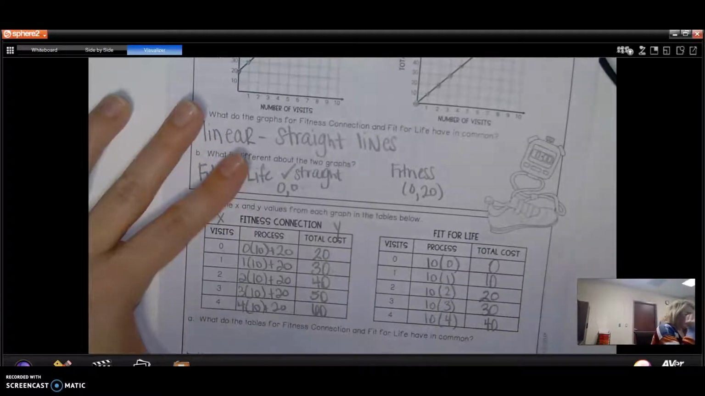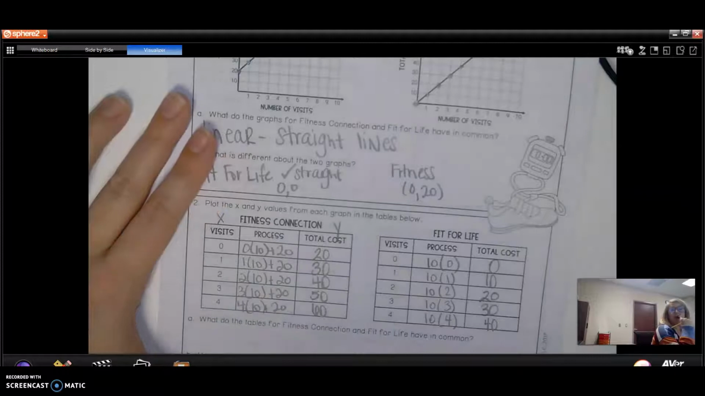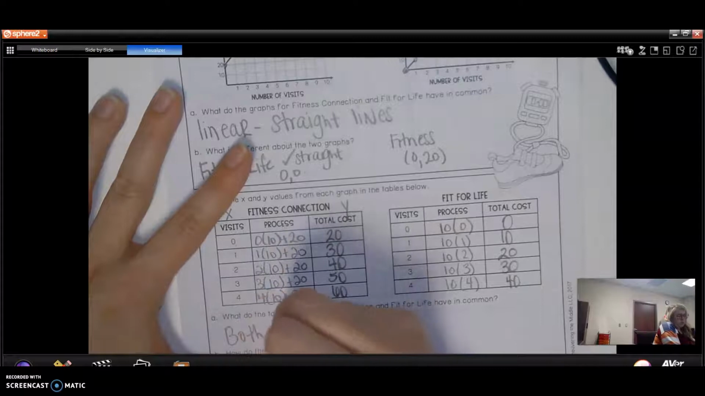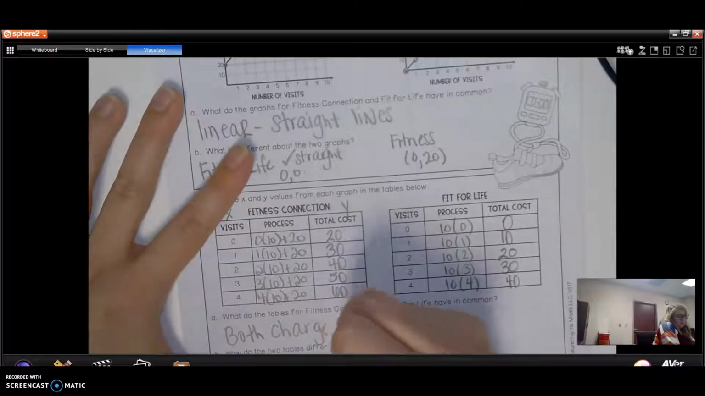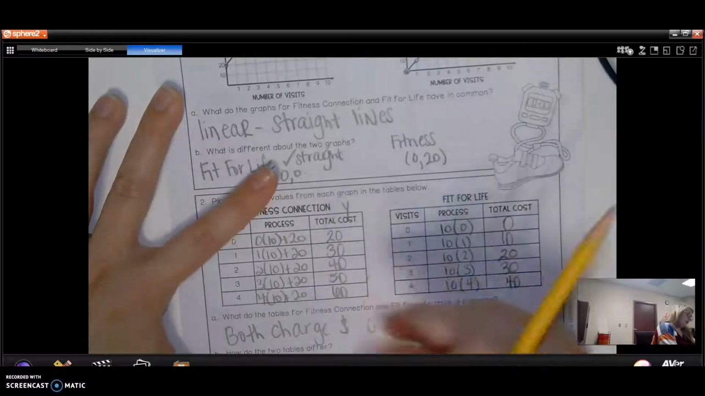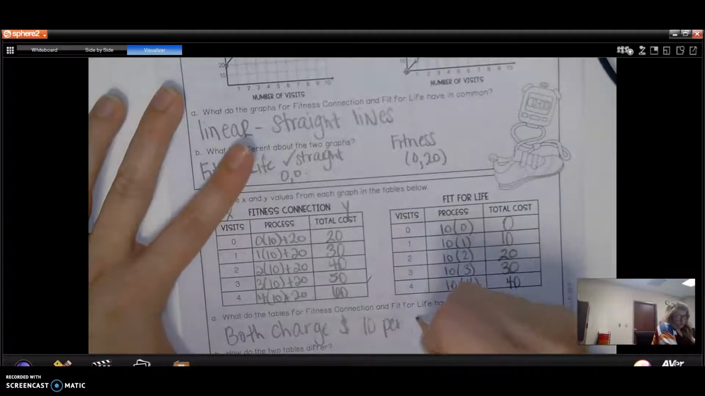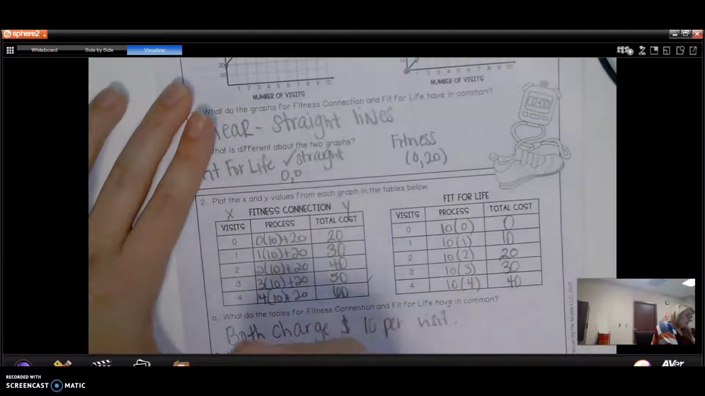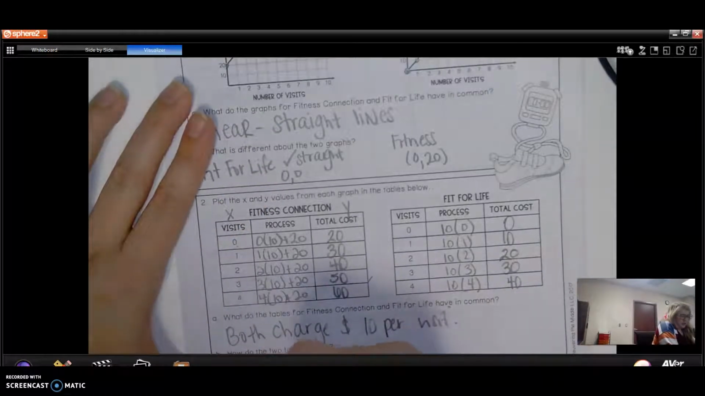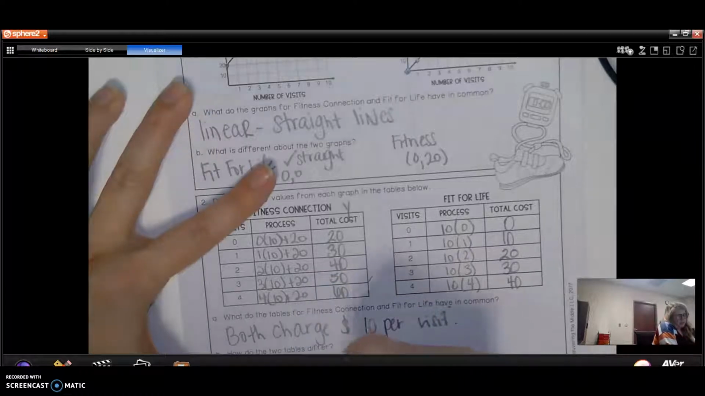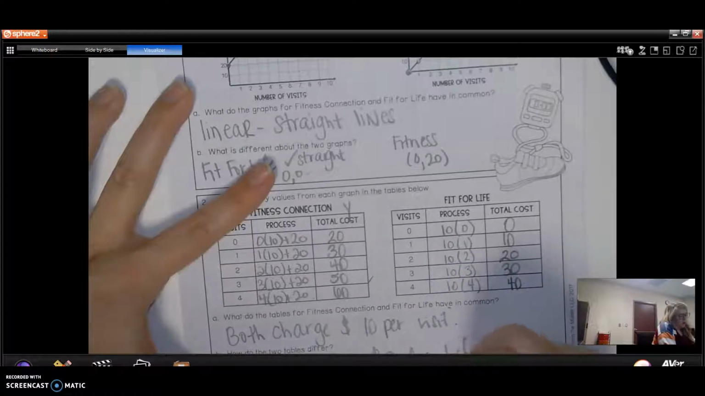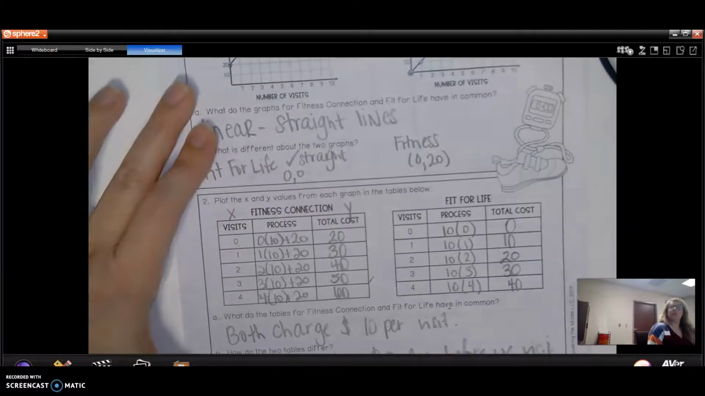So what do the tables for Fitness Connection and Fit for Life have in common? Well, they both charge $10 per visit. Nope, not 20, 10. $10 per visit. However, at Fitness Connection, there is a $20 fee before we visit. Okay, so that's the difference.